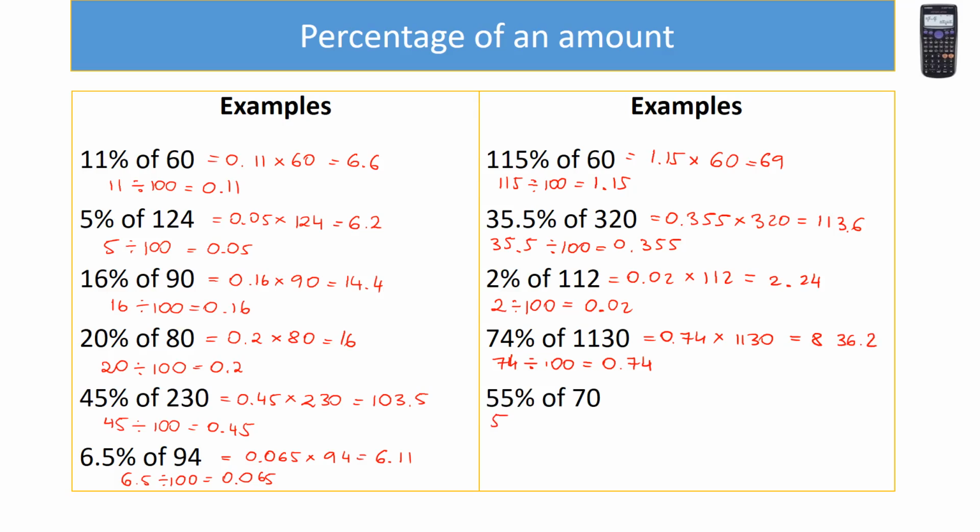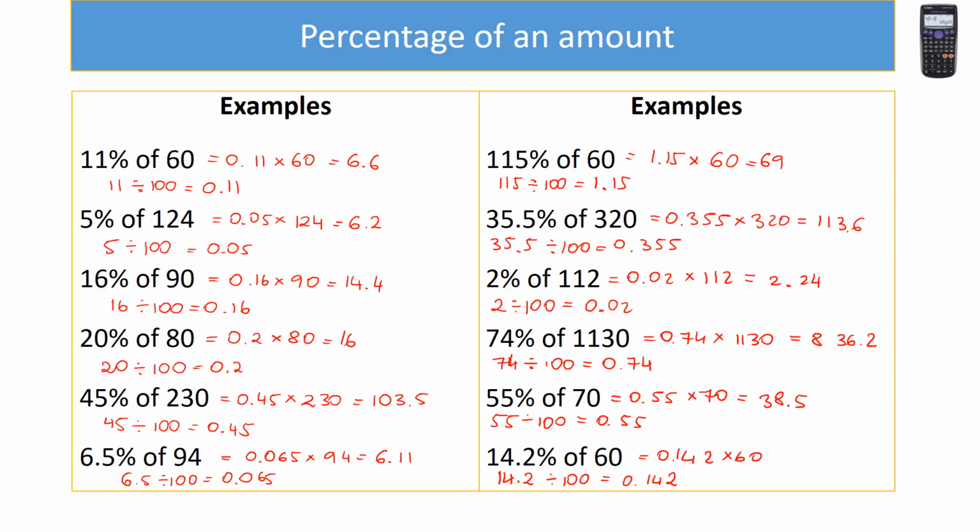To work out the decimal, again we divide by 100, that is 0.55. Then 0.55 times 70 is 38.5. And the last example, 14.2 divided by 100 is 0.142, and 0.142 times 60 is 8.52.